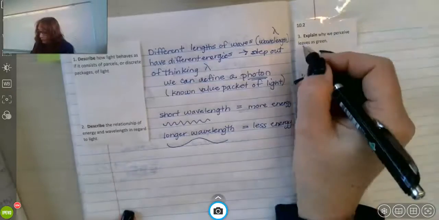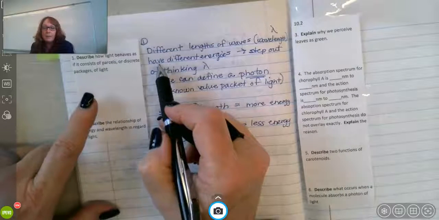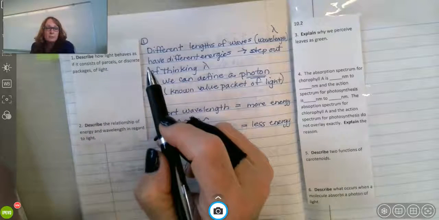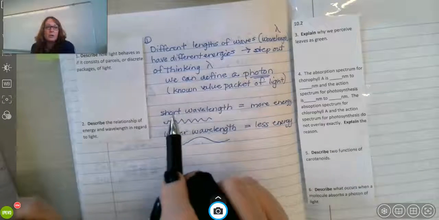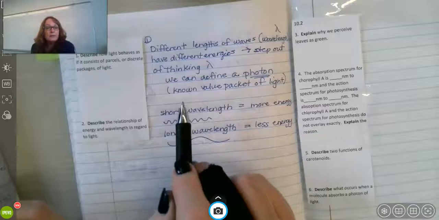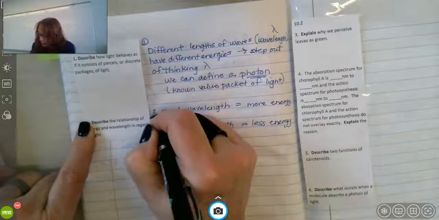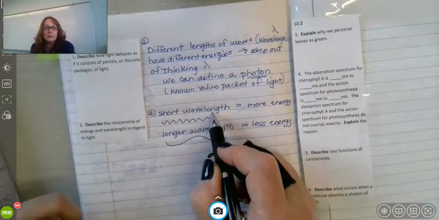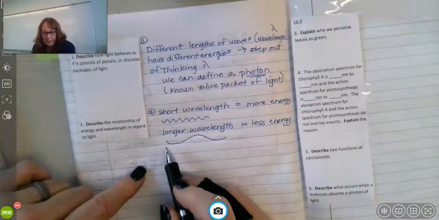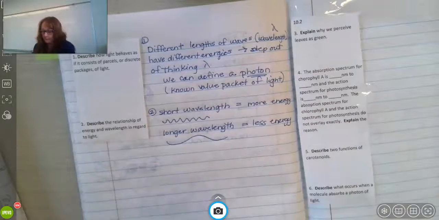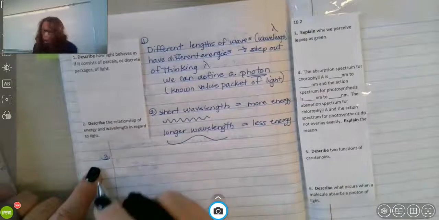I think I'm going to move 3, so this is 1. 1 is saying, stop thinking of wavelength. We can give light as an amount of energy called a photon. And that's going to differ based on wavelength because, for number 2, with shorter wavelengths it would take less to get you to the same photon as it would take more for a longer wavelength. All right.